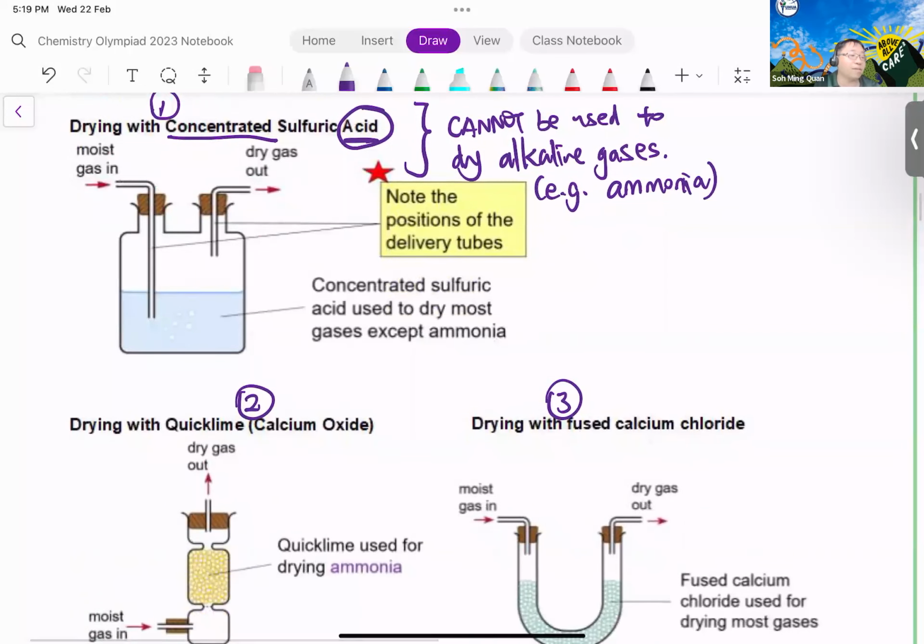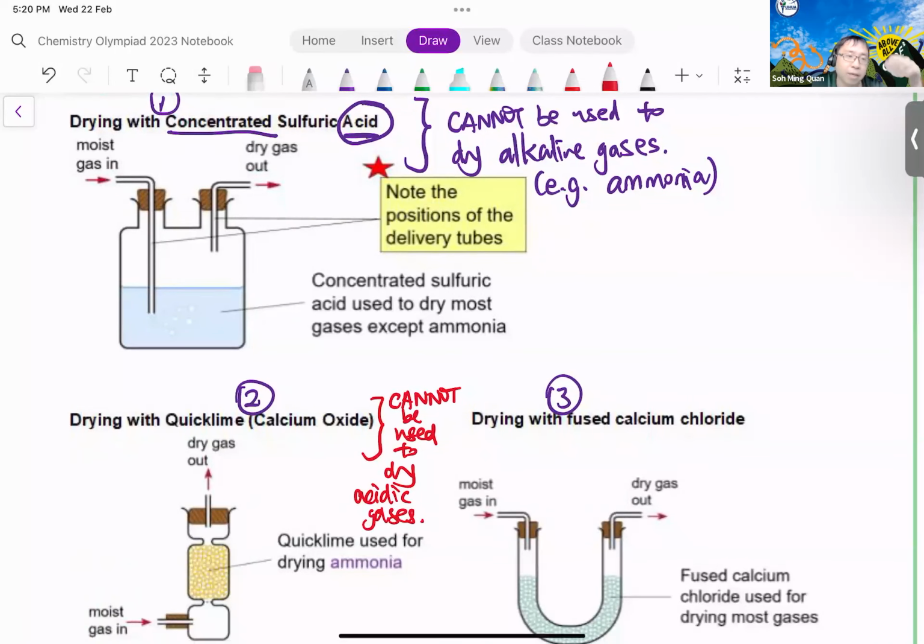Next, calcium oxide. Now, calcium oxide is alkaline, it's a base. So it cannot be used to dry acidic gases. Now, for now, you may not know which gases are acidic. That's fine. We'll get to that in a while, maybe in another training session. Calcium oxide is also known as quicklime. That's the common name for that.